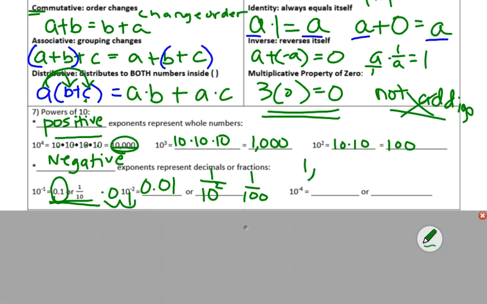10 to the negative 4: 1, 2, 3, 4, 0.0001. That 1 is in the 4th decimal place, which matches the exponent. Or 1 over 10 to the 4th. Or 1 over 10 times 10 times 10 times 10. Or 1 over 10,000.